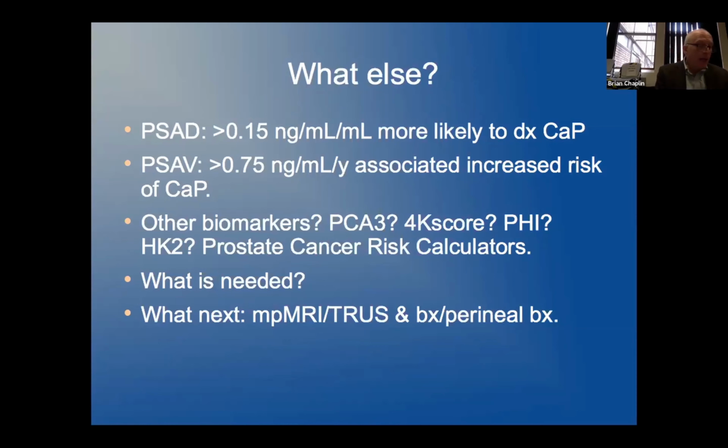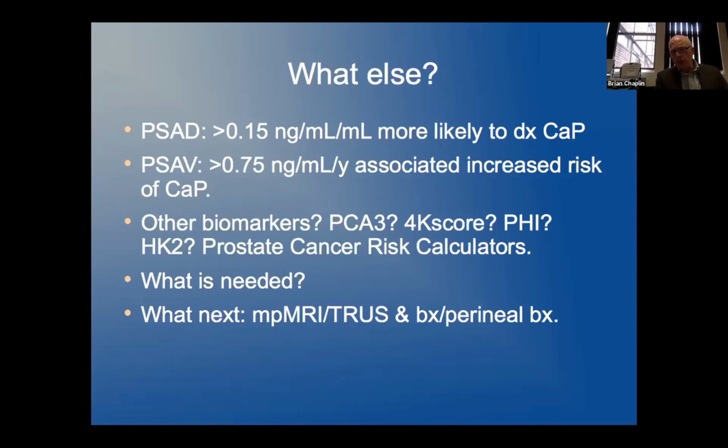Now, what about other aspects? We can look at things, for example, ethnicity. African American men have a much greater chance of developing prostate cancer over their lifetime. Family history of prostate cancer, and patients with BRCA2 genes also have an increased risk of prostate cancer.